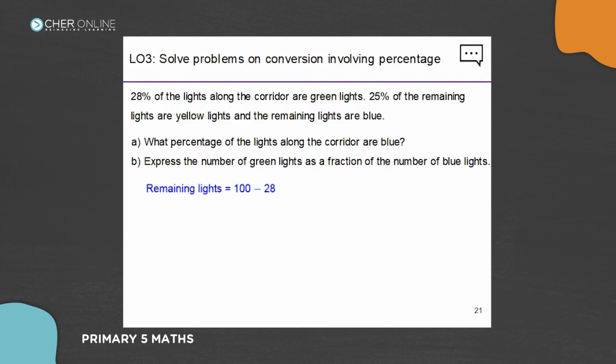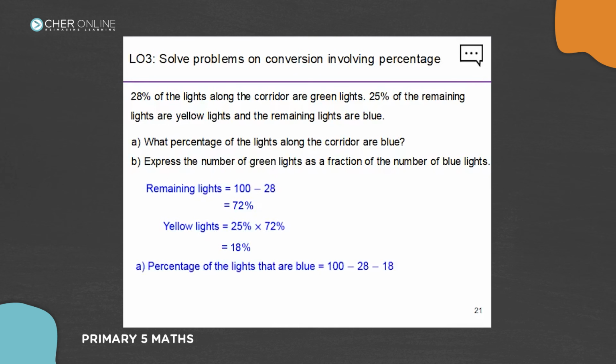Okay, so I run you through the steps. The remaining lights will be 100 minus 28, which is 72%. Take note, this time it is all in percentage. So what do we have there? 25% of the remaining lights are yellow. So what is the meaning of 25% of the remaining lights? I'm taking 25% of that 72% there. Can you see that? You'll get 18%. So this is to find out the percentage of the lights which are yellow. So it's not 25%, it's 25% of the remainder that are yellow. That's why you need to do that extra step to work out the percentage which are yellow.